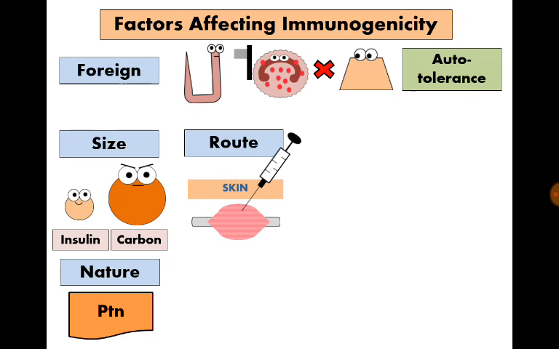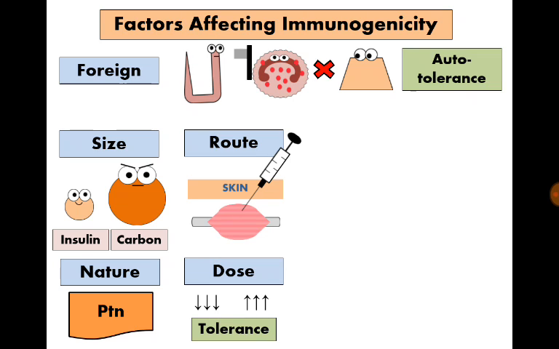Giving vaccines subcutaneous or intramuscular elicits a stronger immune response than giving them in the blood, or intravenous. Factor number five is the dose. There is usually an optimum dose of an antigen to produce a perfect immune response. Doses higher or lower than the optimum dose result in tolerance.